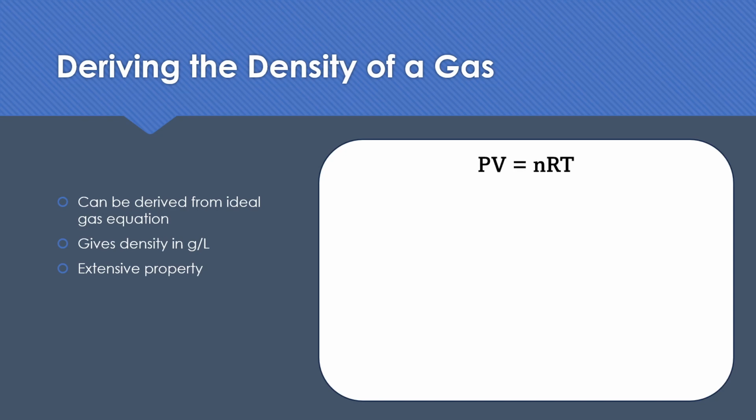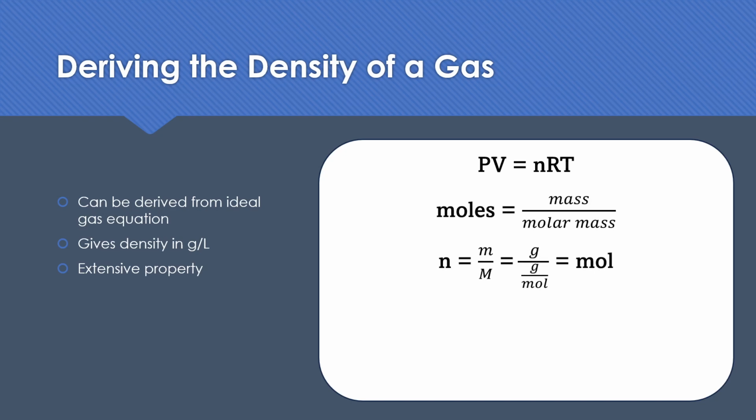So we'll start with PV equals nRT. Cool, got that. Then we can realize that moles is equal to the mass divided by the molar mass, right? So mass over molar mass is grams over moles. Grams cancel and you get moles. So we take this term, mass divided by molar mass, and substitute that in for n. That gives us PV equals mass times R times T divided by molar mass.